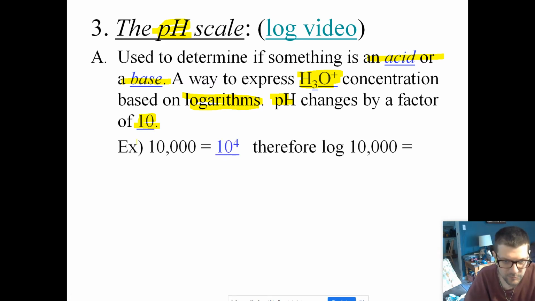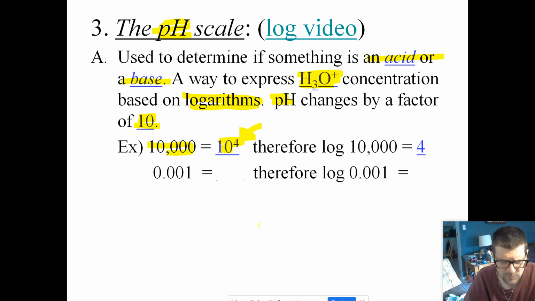So if 10,000 is 10 to the 4th, we would say that the log of 10,000 is 4, right? The log becomes what the exponent is. A little review of logs for math class. And I'll post some extra videos on this for some help just about logs and how to use them in your calculator and stuff like that. So 0.001 is 10 to the negative third, so the log of 0.001 is negative 3. So the pH is typically going to be dealing with these very small concentrations.